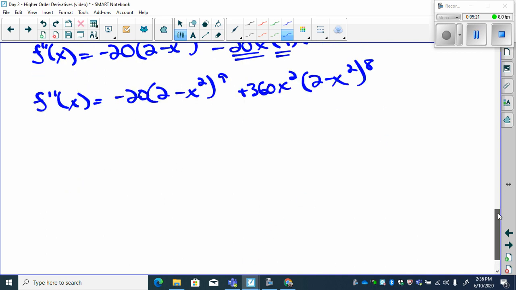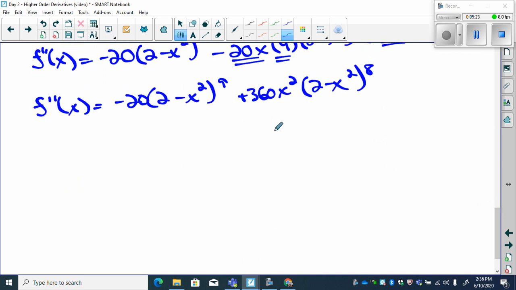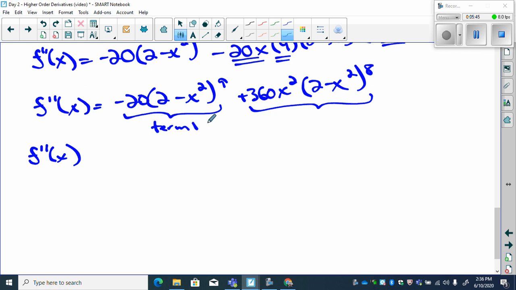And I can actually simplify this further. Remember when we combined product and chain, or quotient and chain, we often had to factor. So f double prime x, if you ask yourself how many terms are in that line, there's one term right here, term 1, and there's a second term right here. So this is term 1, term 2.